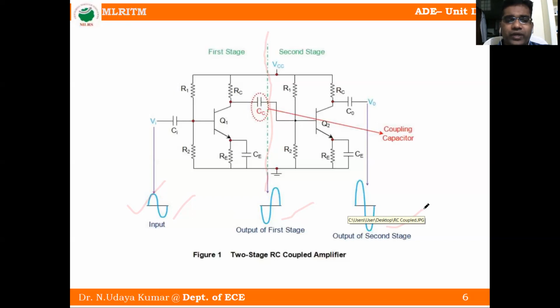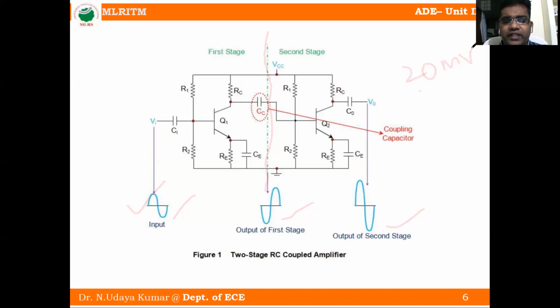So one important point that has to be noted here: total gain is less than the product of the gains of individual stages. For example, here two stages are there. Say the total gain is, for example, 20 volts or 20 millivolts. Okay. So the product of individual gains is less than 20 volts.